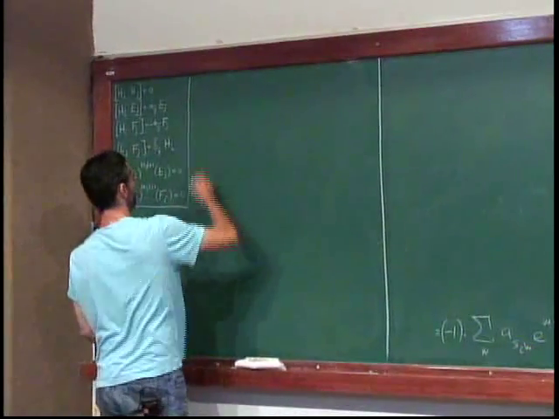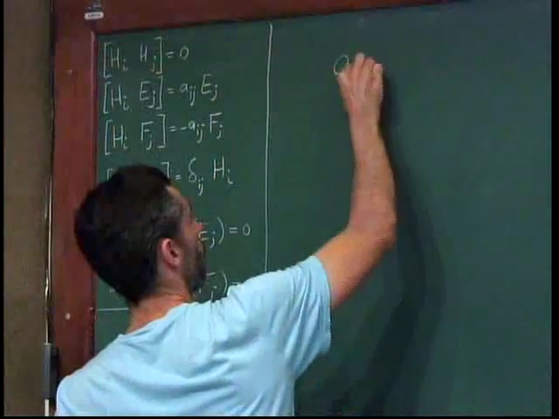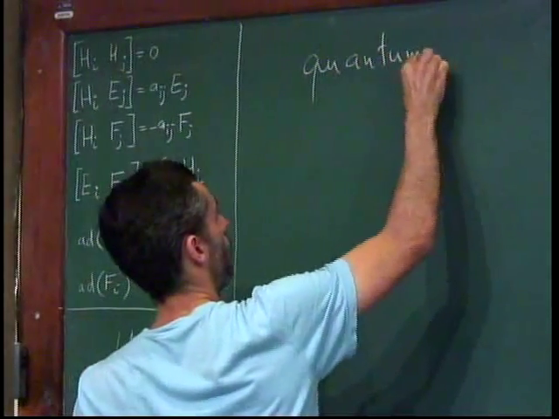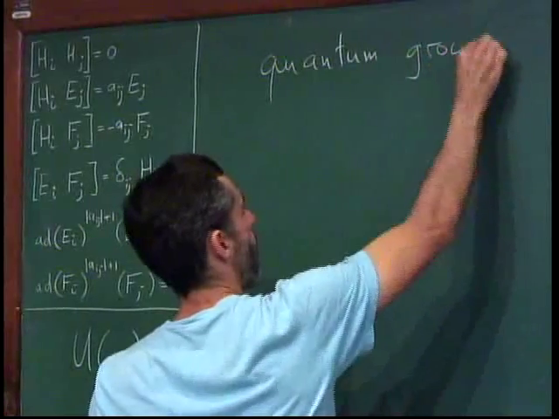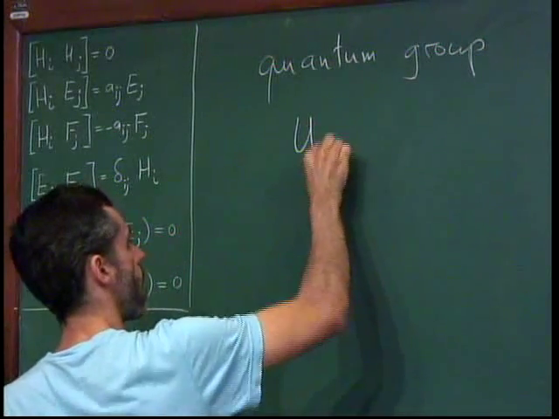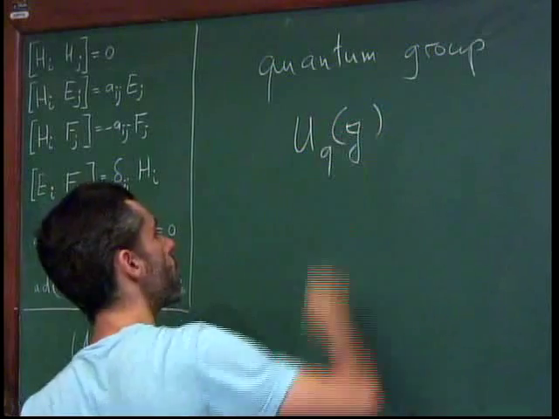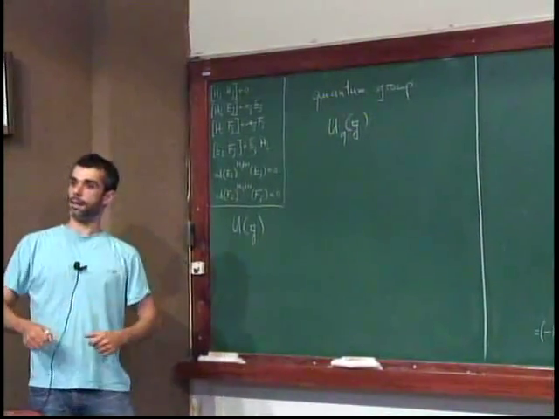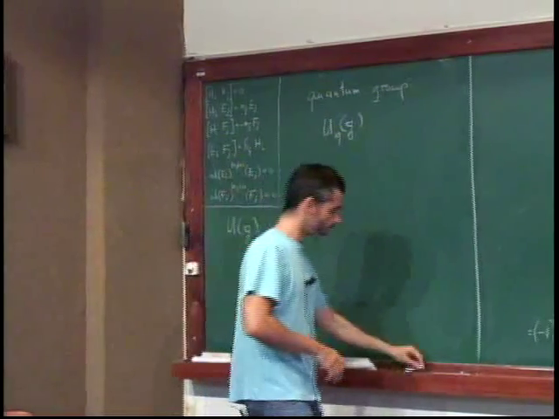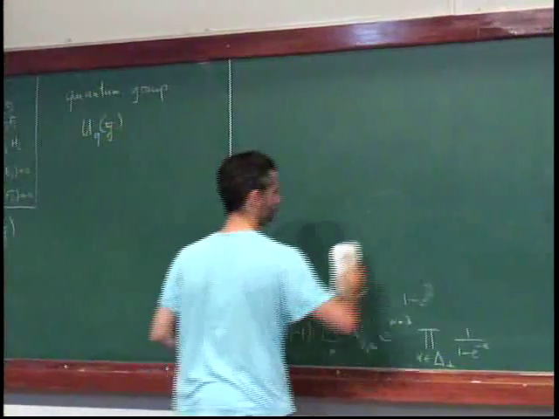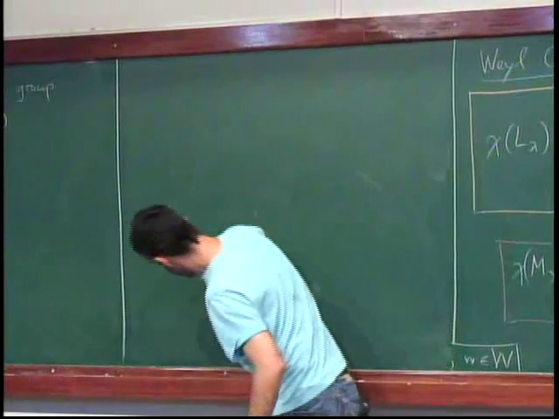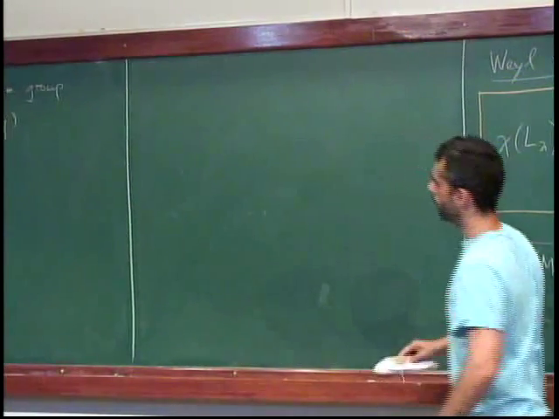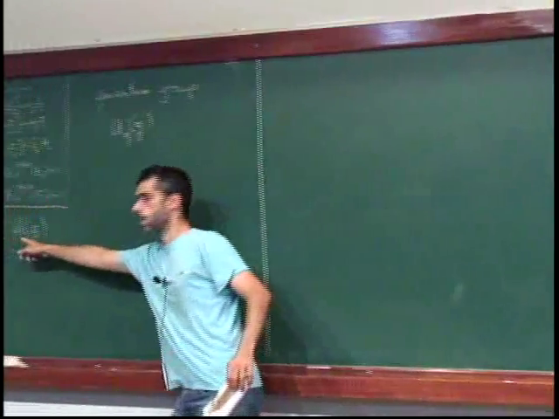And the quantum group is denoted U_q(g). It's going to be an algebra which has a presentation that looks very much like that one, except it's going to be tweaked a little bit. So it's going to depend on this parameter q. If we set q equal to 1, then we recover this guy.